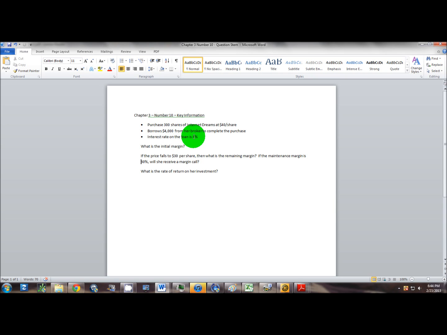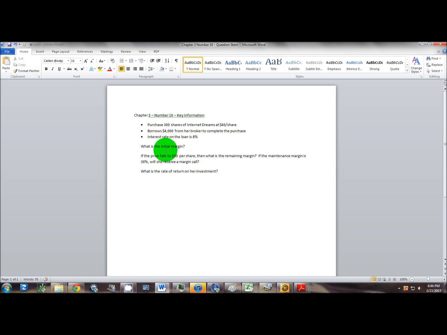Now, this is a new piece of information that you've already obviously been working on in your homework, but that we haven't talked about in class. Most of the time, when you borrow money from your broker, he's going to charge you an interest rate on that loan. And so in this situation, you have an interest rate of 8%. And so this problem asks you a few different things.